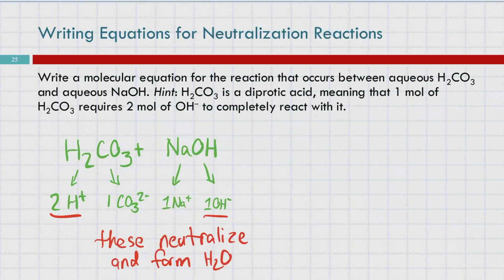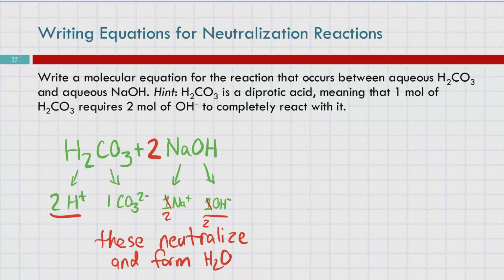In order for us to form H2O, we need one H plus for every OH minus. So even if we don't do the other side, do we have an equal amount of OH minus and H plus? We do not. We need more of which one? More of the OH minus. If we put a 2 in front of our NaOH, that'll balance things out. So that would be a way that you could balance it without caring about the product side.